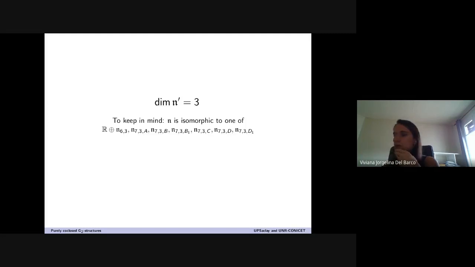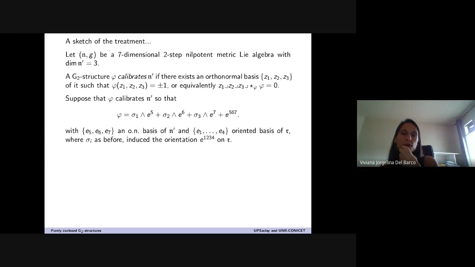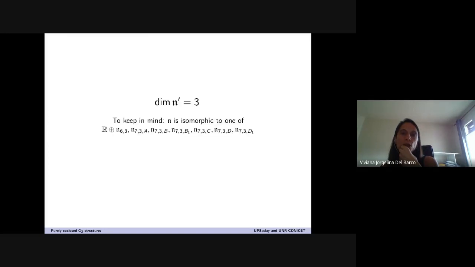So I'm going to skip the case of dimension of n prime equal to 3, just to say something about the possibility of choosing phi behaving well with respect to n prime. Remember what we had before was the transitive action of G2 on a pair of orthonormal vectors, which was good for n prime of dimension 2. But for n prime of dimension 3, we have 3 unit vectors.